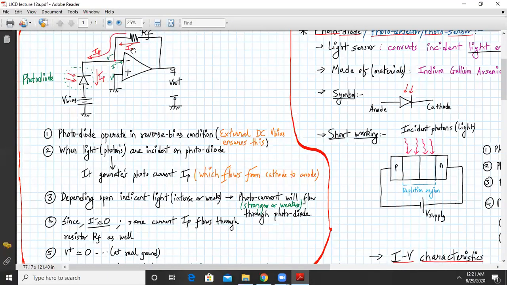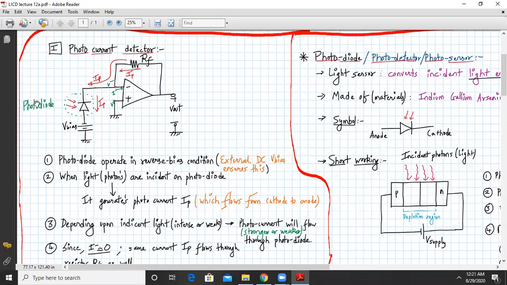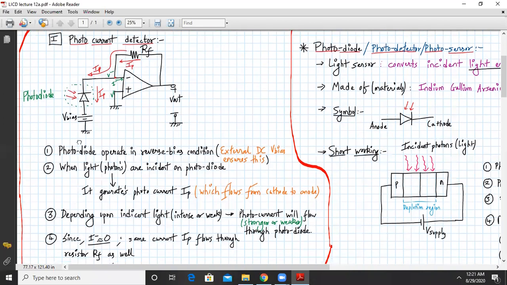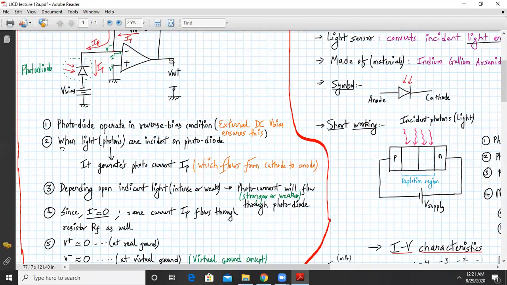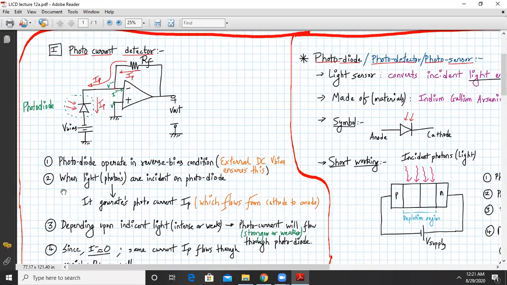Now let me minimize this a little. Depending upon the intensity of the incident light, that is intense or weak, the photocurrent can be stronger or weaker, passing through the photodiode. Now here we can say that I minus, the current flowing to the inverting terminal, is 0. Hence the same current IP flows to the resistor RF also. And what else can we elaborate from here? See, the non-inverting terminal is grounded. That means V plus is grounded.